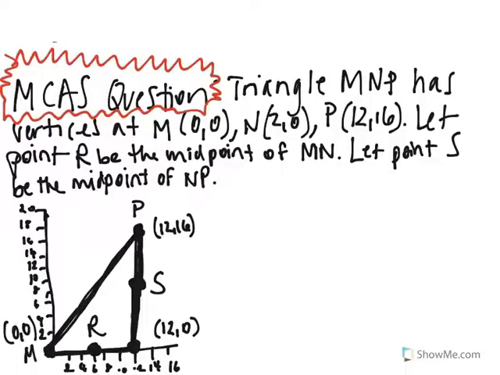Triangle MNP has vertices at M (0, 0), N (12, 0), P (12, 16), and we are going to let point R be the midpoint of MN. So this is point R right here. It's the midpoint of MN. And then we have S as the midpoint of NP.